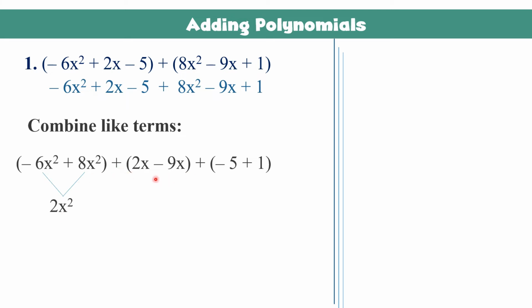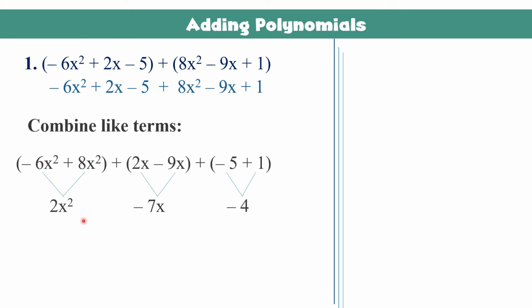Then, let us proceed with the second set of terms. 2x minus 9x. Again, they have different signs. So subtract and copy the sign of the larger number. 9 is larger, therefore your answer must be negative. So 9 minus 2 will have 7. Therefore, it will become negative 7. And copy the variable x. Next, for the constant terms, we have negative 5 and positive 1, different sign again. Therefore, you have to subtract and copy the sign of the larger number. So 5 minus 1 will give us 4 and it will become negative.